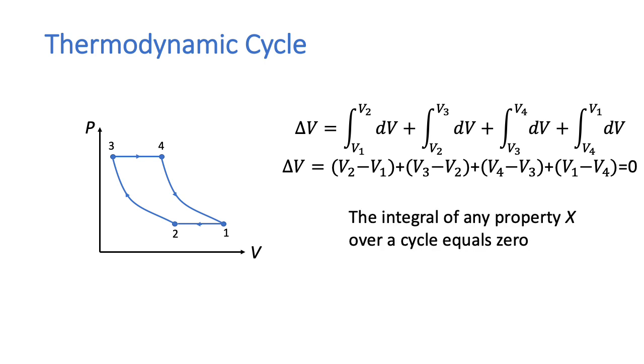This leads us to the conclusion that the integral of any property x, if we integrate it over a cycle, equals 0. And this is an important observation because it also serves as a test for us. If we want to check if any quantity is a property, we evaluate it over a cycle, and if it's equal to 0, that means it is a property. We can write this mathematically as the integral dx equals 0, where the integral sign with a circle through it means it's an integral over a cycle.